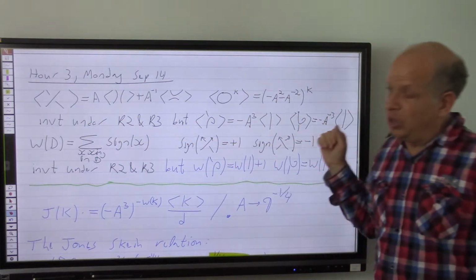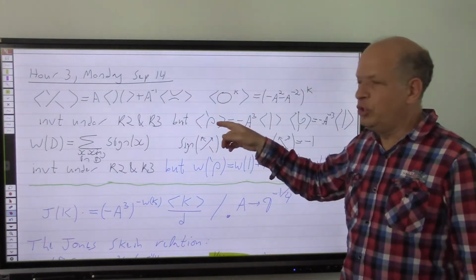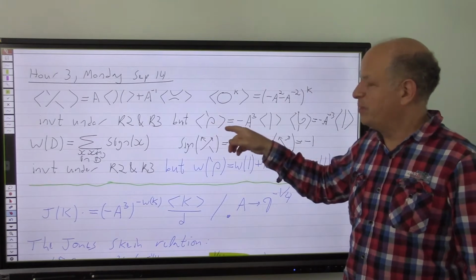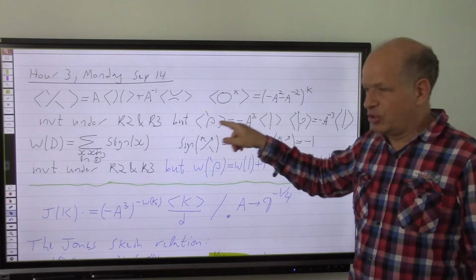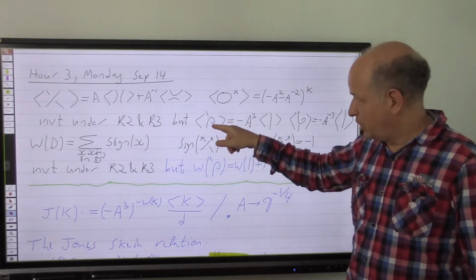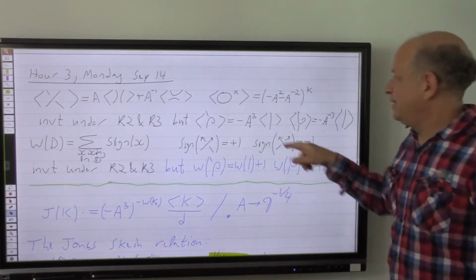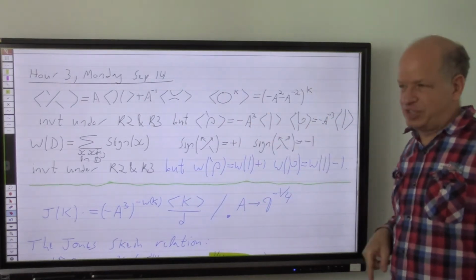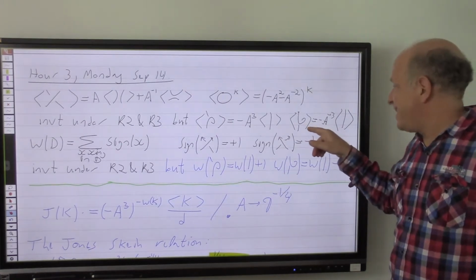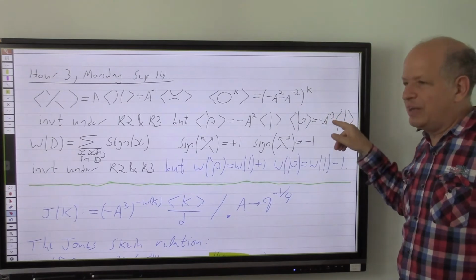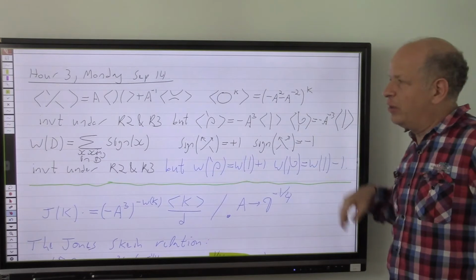So it's almost a knot invariant, but not quite, because we checked that if you evaluate the Kauffman bracket on the positive kink, by the way, this is called the positive kink because the crossing here in the middle is positive, you get negative A cubed times what you have if you don't have the kink, and if you evaluate the bracket on a negative kink, you get negative A to the negative 3 times whatever you have without the kink.